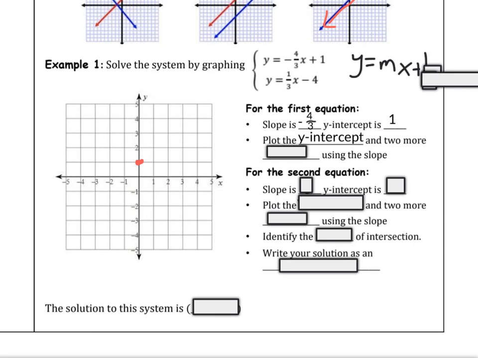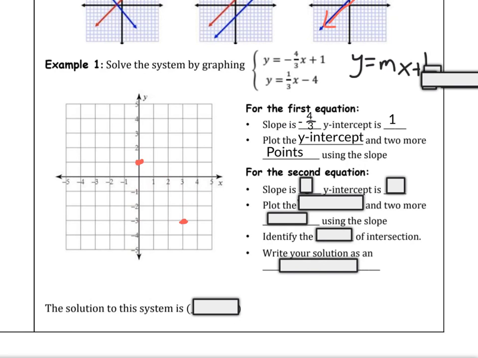Then we want to plot two more points using the slope of negative 4/3. This is a negative slope, so we know the line is going to go downward, and we can use those triangles that we've been working with to find the other point. So I'm going to start here and make my triangle, and I do my rise over run, and I know it's going to be negative, so I'm going to go down 1, 2, 3, 4, and then over 1, 2, 3. And that's where I'm going to put another point right there, using that down 4 over 3.